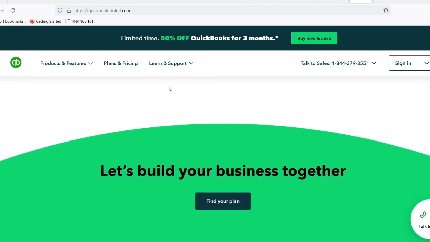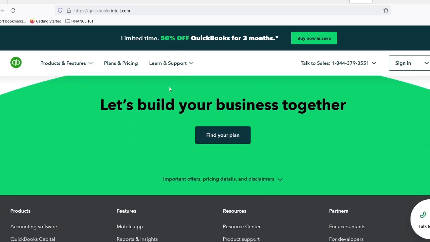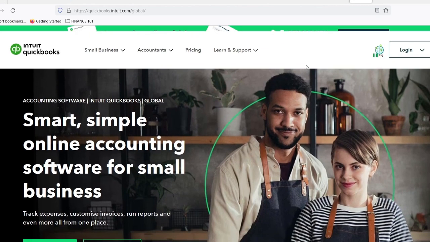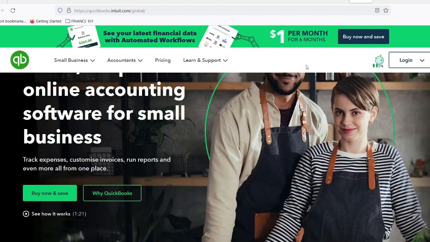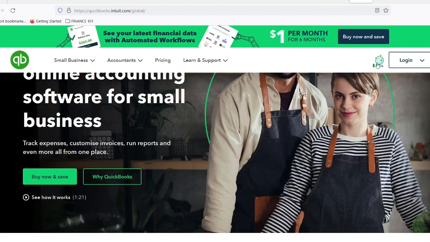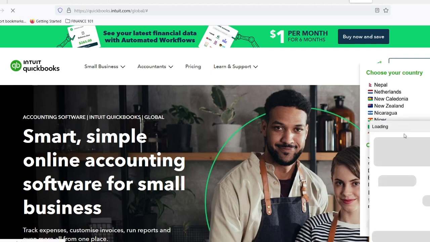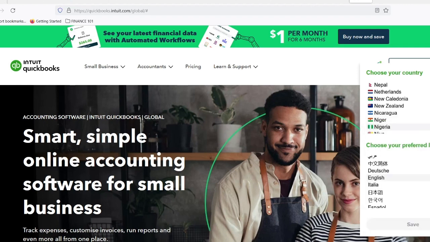QuickBooks Self-Employed is a solid choice for freelancers just starting out. It offers a user-friendly interface, basic bookkeeping features, and functionality specifically designed for tracking self-employed income and expenses. However, it's important to be aware of its limitations. If you have a growing business with complex needs, QuickBooks Self-Employed might not be the best long-term solution. The lack of scalability, limited features, and customization options could hinder your growth.